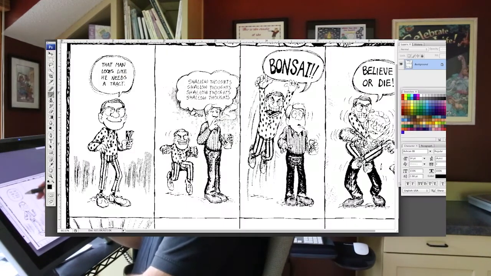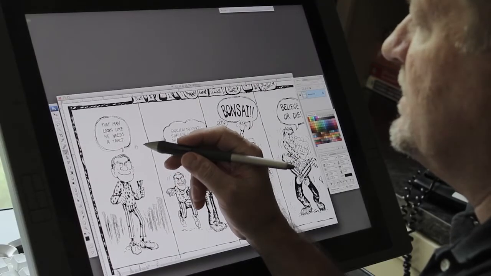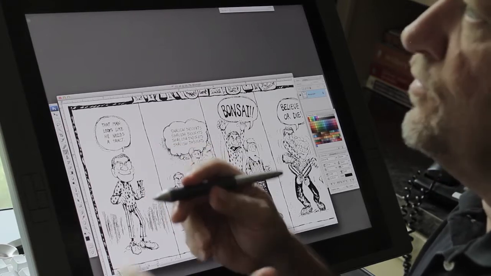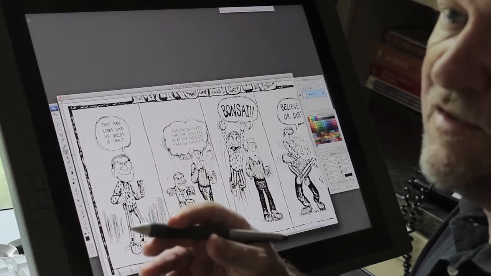So my drawing style has kind of changed a little bit since then, but I want to go through this because it helps explain some of the things I was talking about with regard to your Christian faith being part of it. And so here in this one, he says, "That man looks like he needs a tract." For those who don't know, a tract is a little brochure that presents the Christian message in it.